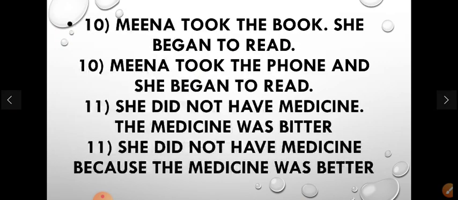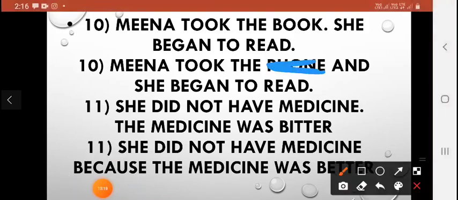Now the 10th one. Meena took the book, she began to read. Now here is again the similar things, that she took the book and began to read. Of course, if it is a book, we have to read it. So Meena took the book and she began to read. And here we use the conjunction and. Here is not phone, here is book. Meena took the book and she began to read.